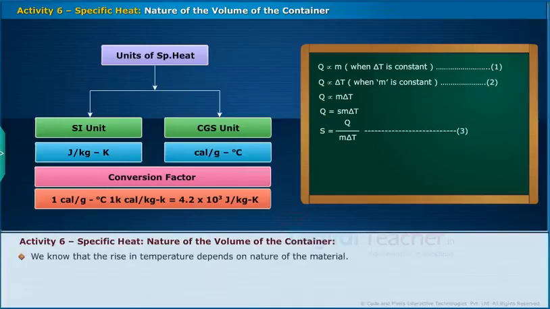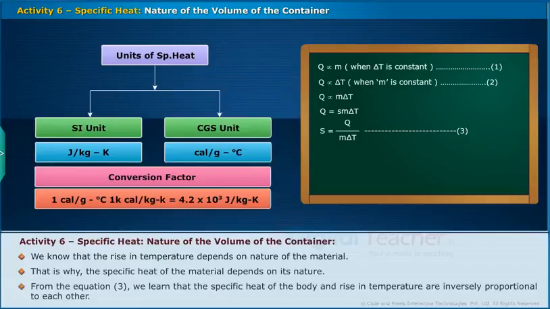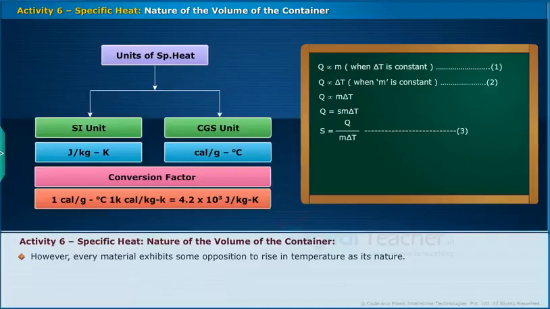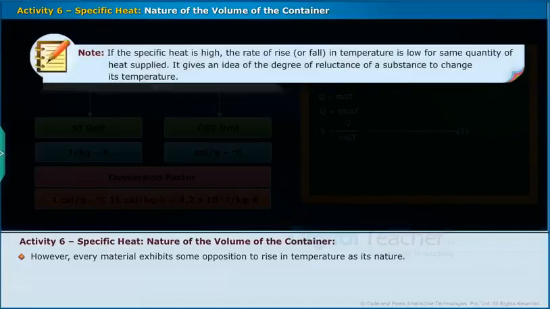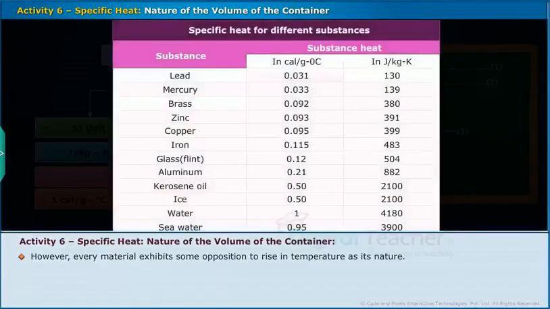We know that the rise in temperature depends on the nature of the material. That is why the specific heat of the material depends on its nature. From equation 3, we learn that the specific heat of the body and rise in temperature are inversely proportional to each other. However, every material exhibits some opposition to rise in temperature as its nature. Let us learn about the reasons behind this observation through the concept of internal energy.